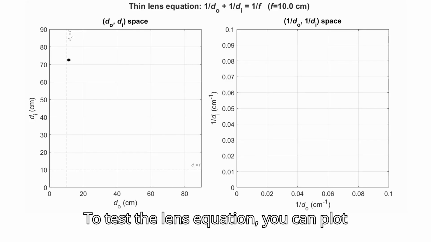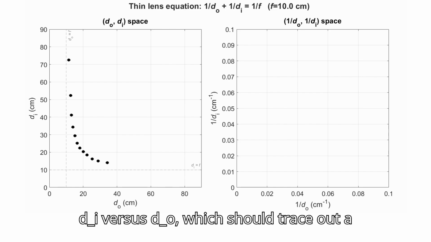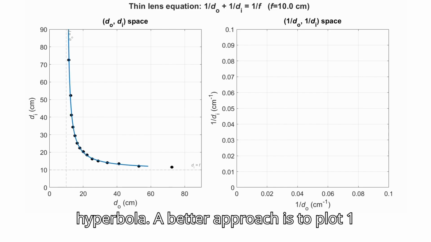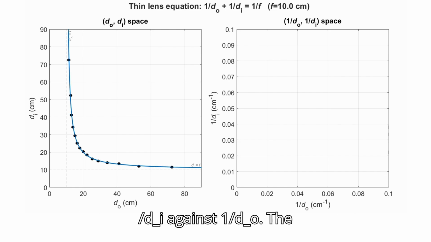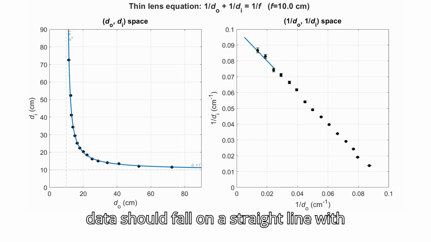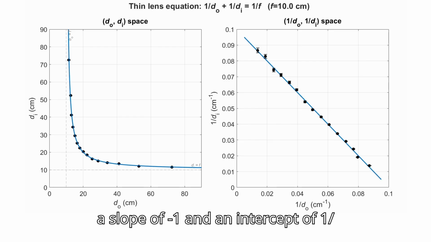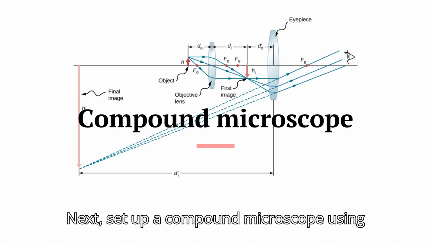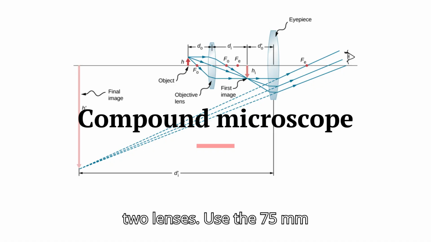Change the object distance, refocus the screen each time, and record how the image size, orientation, and position change. To test the lens equation, you can plot DI versus DO, which should trace out a hyperbola. A better approach is to plot 1 over DI against 1 over DO. The data should fall on a straight line with a slope of -1 and an intercept of 1 over F.